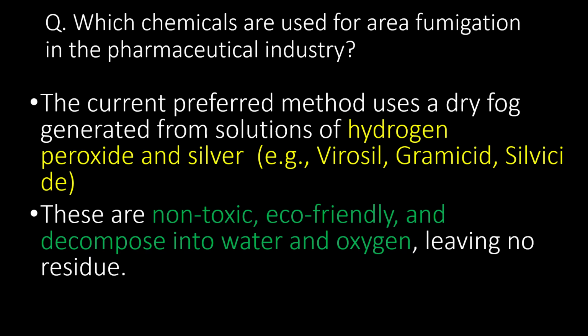Which chemicals are used for area fumigation in the pharmaceutical industry? The current preferred methods use a dry fog generated from solutions of hydrogen peroxide and silver. For example, virusil, bramicid, and silvicid. These are non-toxic, eco-friendly, and decompose into water and oxygen, leaving no residue.